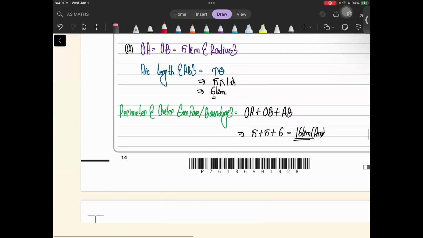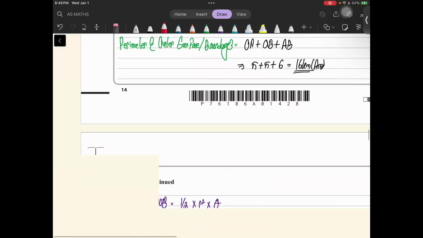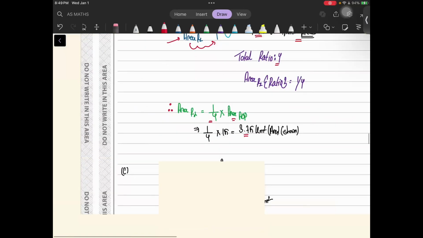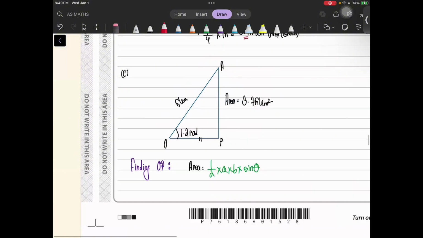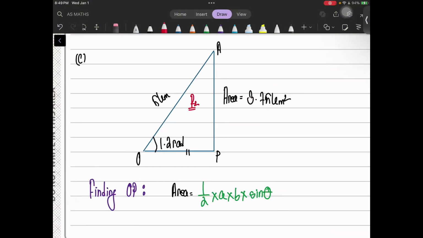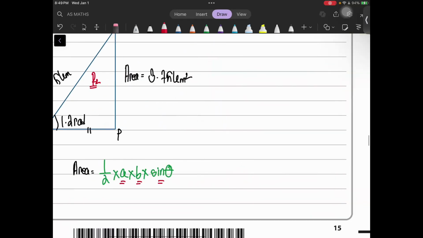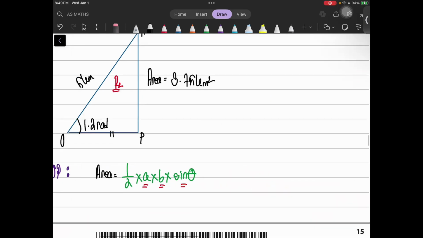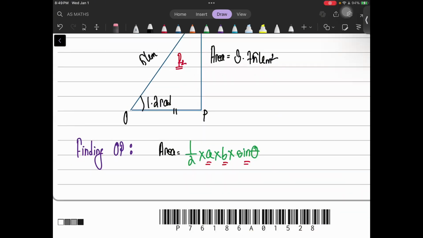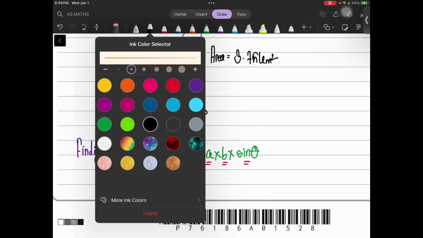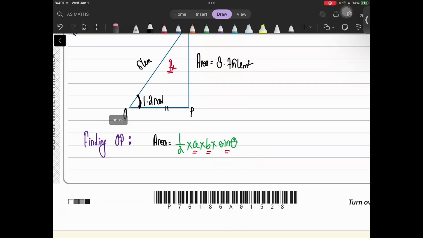Yeah, so basically this is what I have done. Finding OP: area of R2 equals half into A into B into sine theta. You use this formula to find the area of a triangle. For instance, if you do not have the base and the height of a triangle, you use this formula of half into A into B into sine theta, where A and B are the sides situated between the angle. So use this formula and find the value of OP, which is equivalent to B.